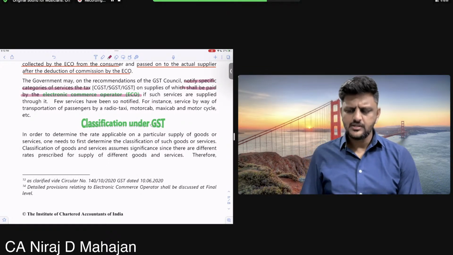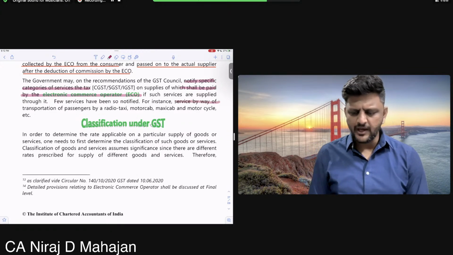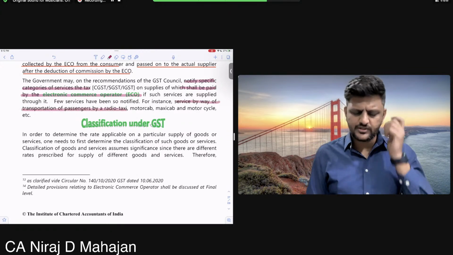For instance, service by way of transportation of passengers by radio taxi, motor cab, maxi cab, motorcycle. Give me an example quickly.